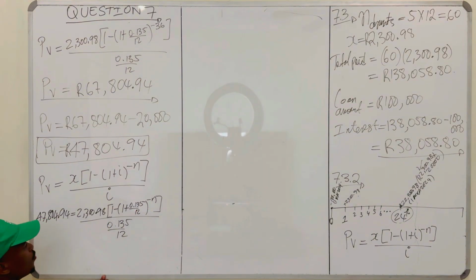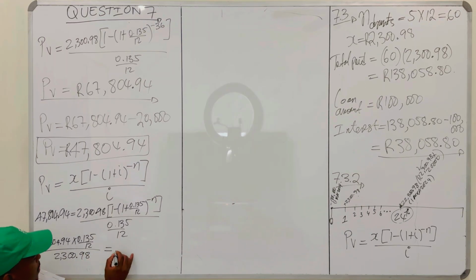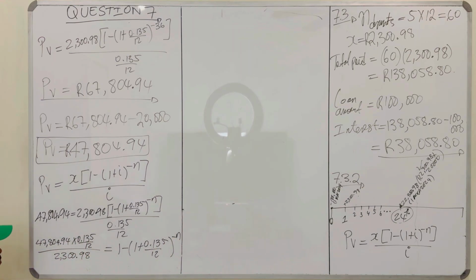So we're trying to find n. What do we do? First cross multiply. So you have your 47,804 rands 94 cents, right? Times 0.135 over 12, all over 2,300 rands 98 cents, is equal to 1 minus 1 plus 0.135 over 12 raised to negative n, which is the number of outstanding payments.